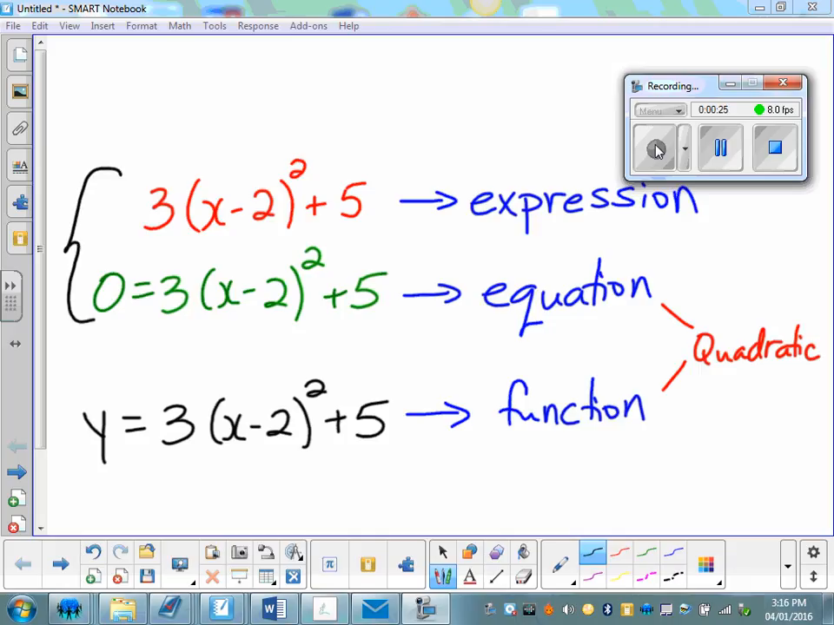If you look at these two situations here, the top one in red is an expression. It doesn't have any equal sign in the expression there, so it's just an expression. In green, because we've got this equal sign here, that's an equation. Now, a special type of equation is this last one, because we've got an equal sign, but we also have y equals and then an expression involving x on the other side of the equal sign. And when we have the y and the x in the equation, it's called a function.